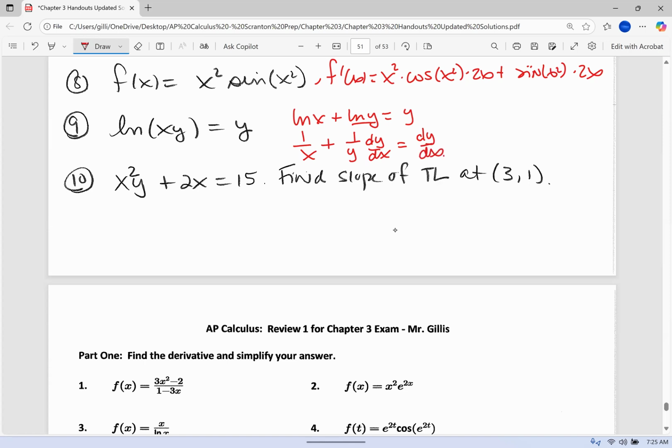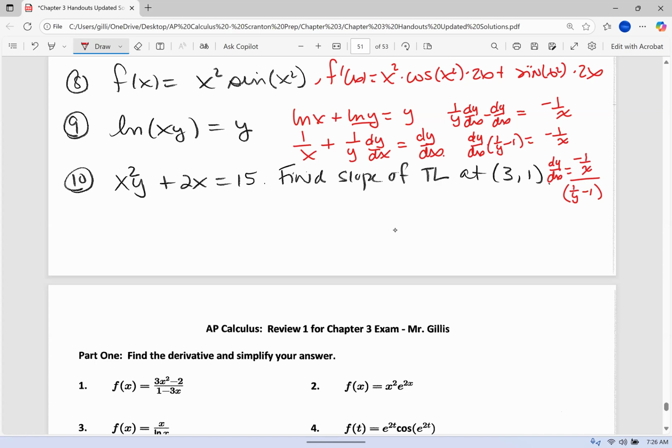So what we're going to do is get the dy dx's to one side, and then subtracting over the -1 over x. Factor out a dy dx, and what's left is this. Okay? Then I'm going to divide by that. So then dy dx equals -1 over x divided by 1 over y minus 1.